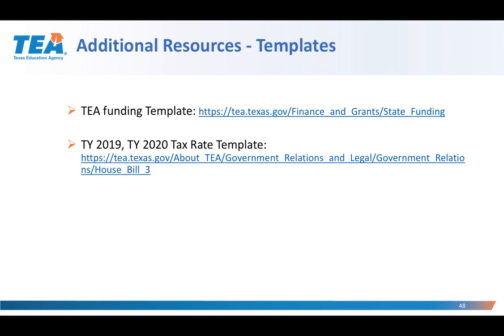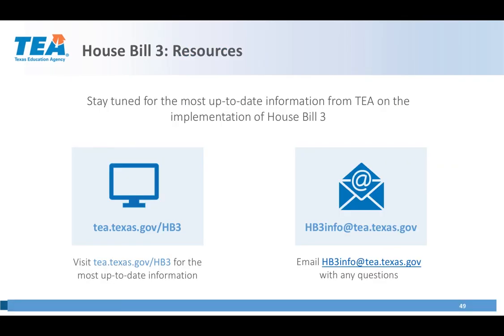And finally, some additional resources for everybody. There's the TEA funding template that we have provided in the state funding website that will be an illustration of how your tax rates will look going ahead. And we have a special tax rate template that we'll be publishing on the House Bill 3 page. We have a tax year 2019 template, and we'll be adding a tax year 2020 part to that template. So these are the resources.